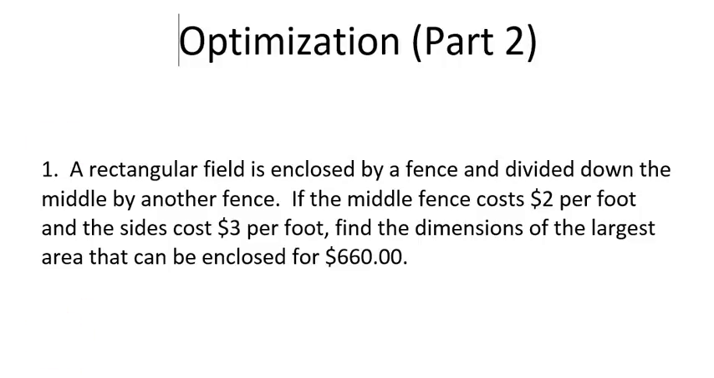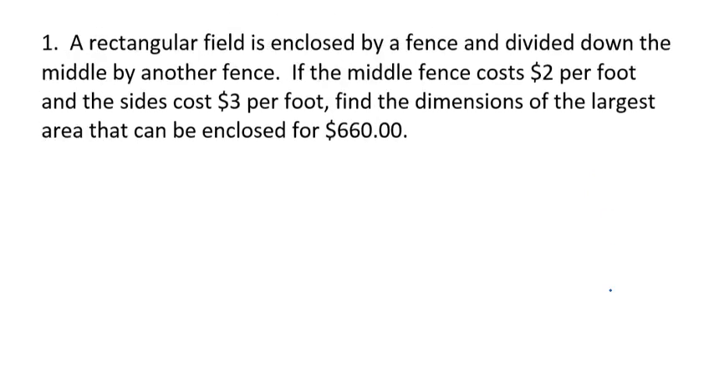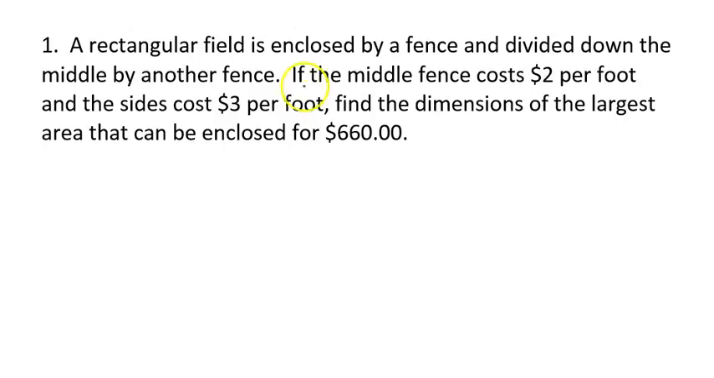So, we're going to start off with this one. A rectangular field is enclosed by a fence and divided down the middle by another fence. If the middle fence costs $2 per foot and the sides cost $3 per foot, find the dimensions of the largest area that can be enclosed for $660. So when we think about this one, they're giving us a specific cost. We're not trying to find a maximum or minimum cost. We are trying to maximize our area for this amount of money.